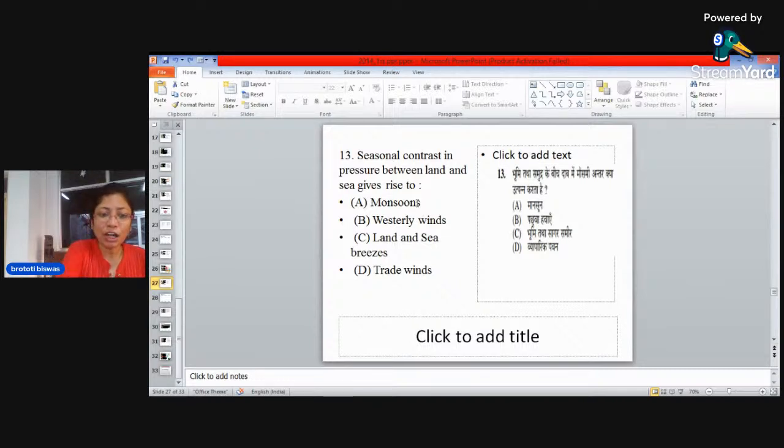Monsoon is not a wind which is blowing throughout the year in any particular region. It is not blowing at all times, and it blows because of the difference of pressure between land and sea. So for this you need to know the theories of monsoon.